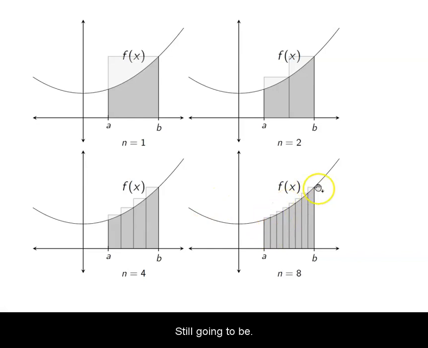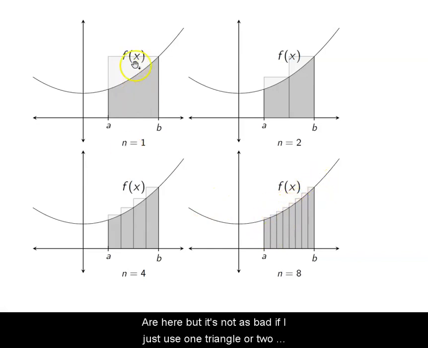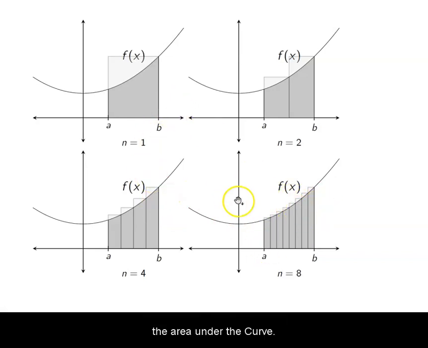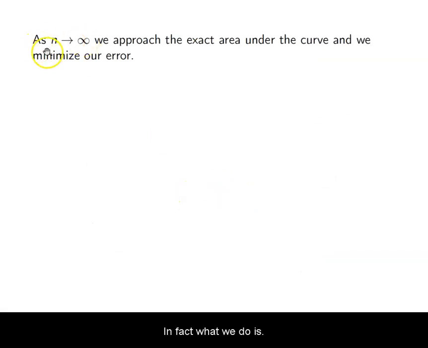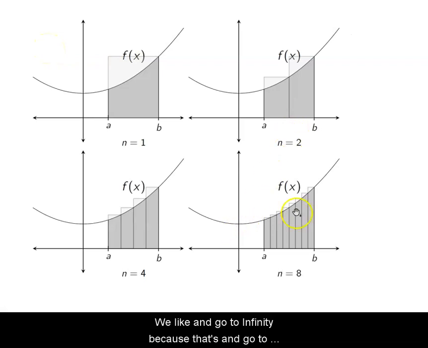There's still going to be an error here, but it's not as bad as if I just use one rectangle or two rectangles or even 4. So the more rectangles I use, the better my approximation for the area under the curve is going to be. So in fact, what we do is we let n go to infinity.